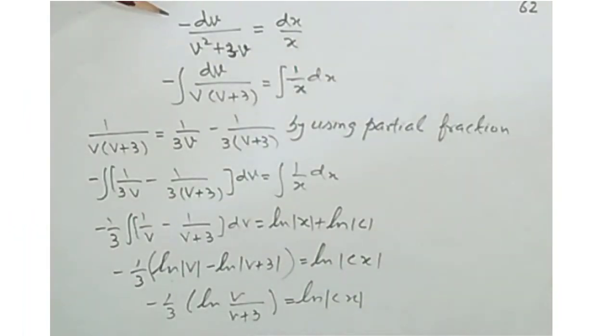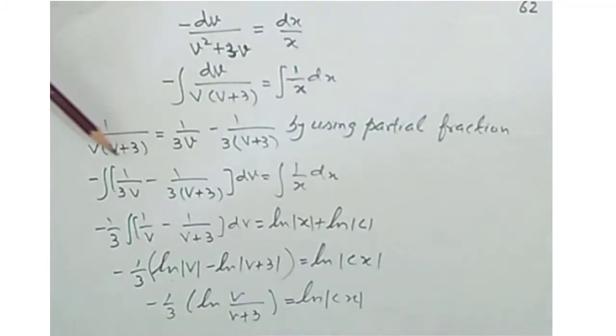Now by cross multiplication, this becomes minus dv over (v square plus 3v) equal to dx over x. Now variables are separated here. On this side variables are v, and on this side variable is x. Now integrating both sides, minus integral dv over, taking v common, v into (v plus 3), is equal to integral of 1 by x into dx.